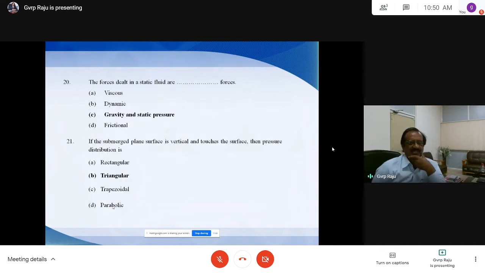The forces dealt in a static fluid are dash forces. No doubt, static fluid means you need to consider static pressure. The weight is gravity, dynamic is not necessary. So gravity and static pressure is the answer for 20. And 21.